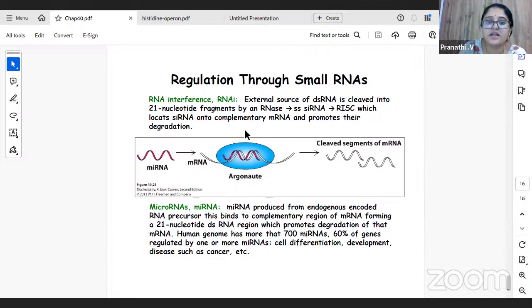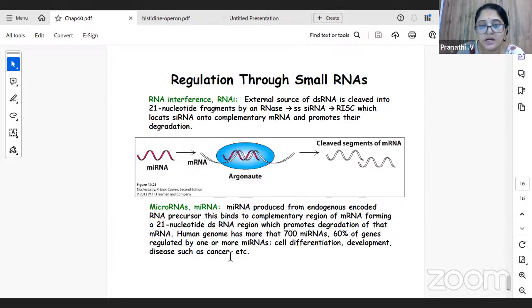You have small interfering RNA, and RISC and DICER in fact. So what happens is this is going to be cleaved, and if there are RNA interference proteins, complementary mRNA is produced and degradation of that RNA takes place.